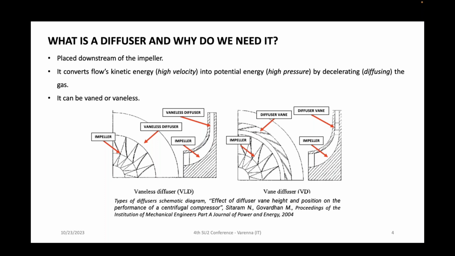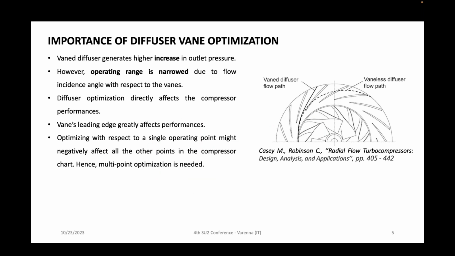However, like in the following slide, we are bound in the flow path due to the incidence angle with the vanes. And when I optimize with respect to this passage, I need to be very careful on my optimization outlines. Otherwise, I might affect the flow so badly at one critical point that, for all the others in the compressor charts, my efficiency and my improvements cannot even be seen, and actually they might get worse. So the incidence flow angle is the key point. And we might say that with a vaned diffuser, we have an operating range that is narrow compared to a vaneless diffuser. This is very important.